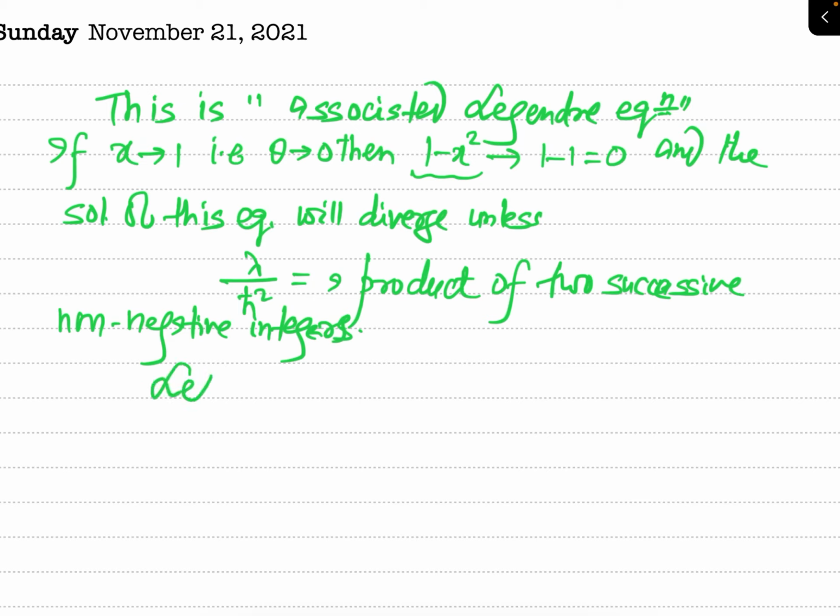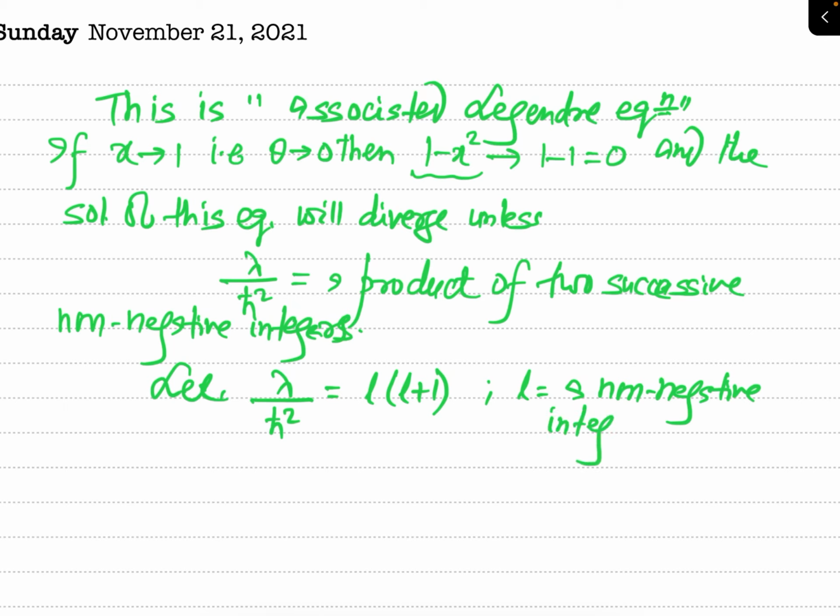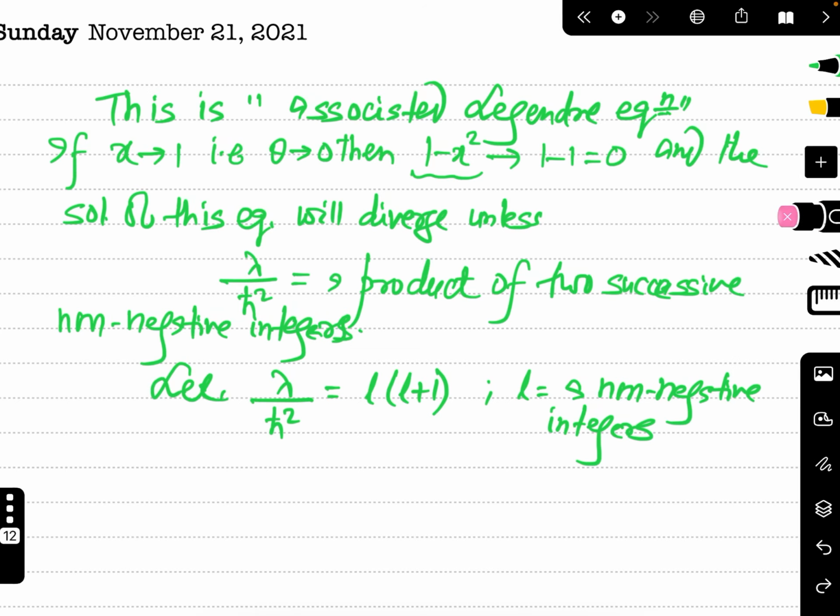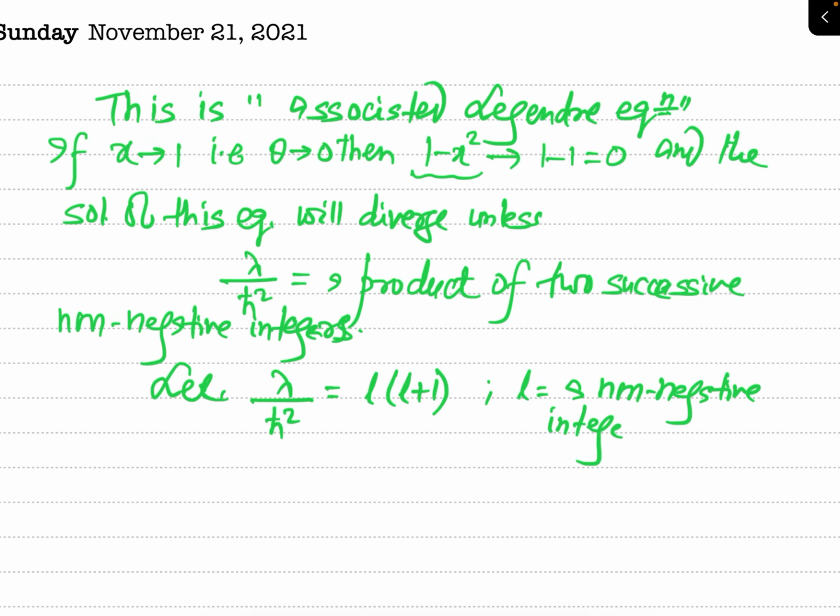So let lambda over h bar square be equal to L into L plus 1, where L is a non-negative integer.